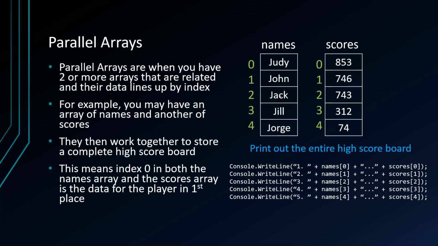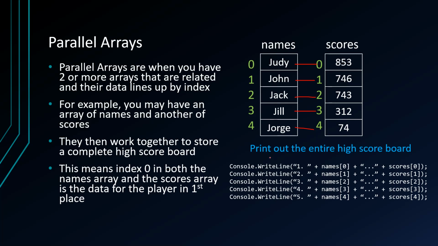If we look at this, we have all of our names, Judy, John, Jack, Jill, and Jorge. And on the right, we have scores, 853, 746, 743, 312, and 74. So Judy has the score 853. John has a score 746, and so on and so forth. They line up. So we've created this connection between the two. Okay? And so this means index 0 in both names array and the scores array is the data for the player in first place.